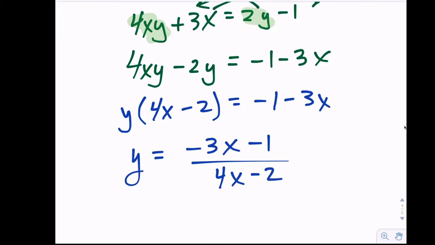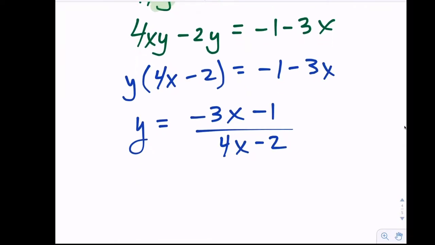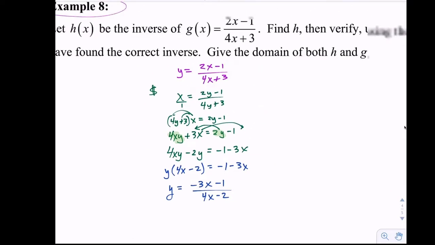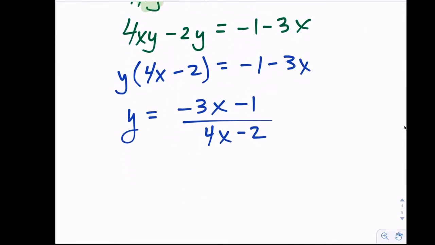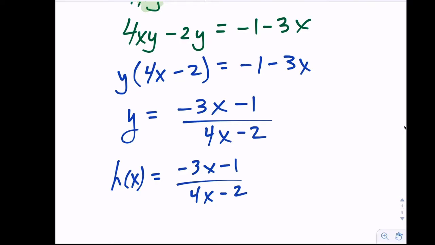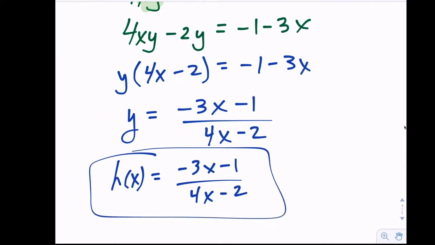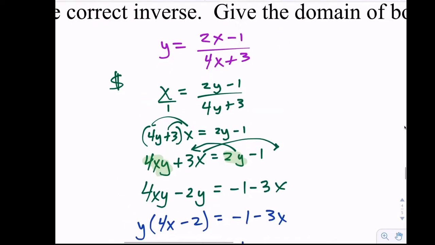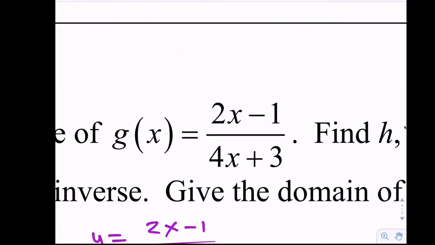There's the inverse. So now we'll call it, what do we say? Do we wanted to call it h? Yeah, they gave us the name. So there it is, h of x. That's negative 3x minus 1 all over 4x minus 2. Now we're going to do a couple of things with these two things. All right, the algebra is the same, so get used to it. Let's come back up here.